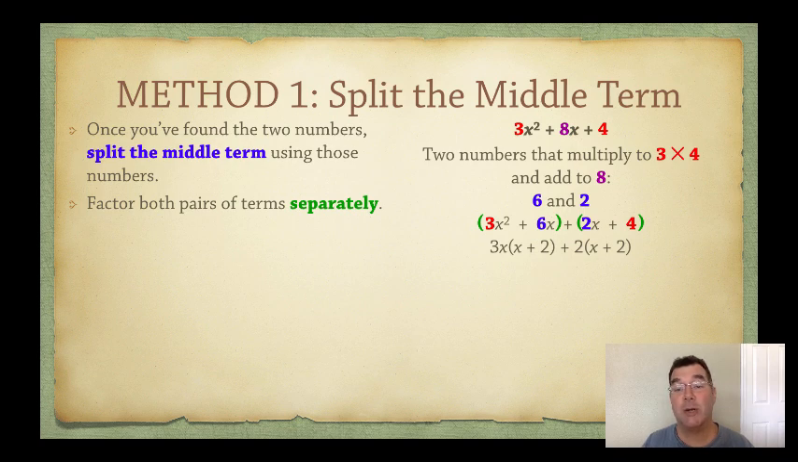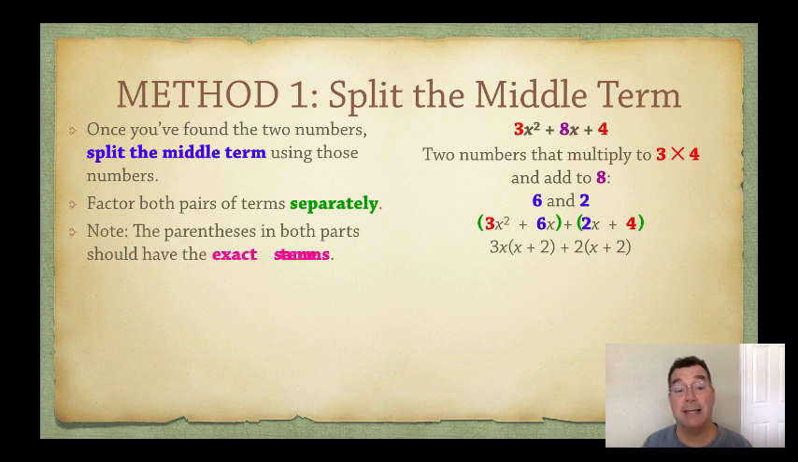If I look at 3x squared plus 6x, they have a common factor of 3x, and when I factor that out, I'm left with x from the first term plus 2 from the second term. Looking at the second pair, the 2x plus 4, they have a common factor of 2, and if I factor that out, I get x from the first term and 2 from the second term. Notice how I've got the same thing in both sets of parentheses. That's not a coincidence. That should happen every time, and if it doesn't, that means you need to check your work and try again, go back a step or two.